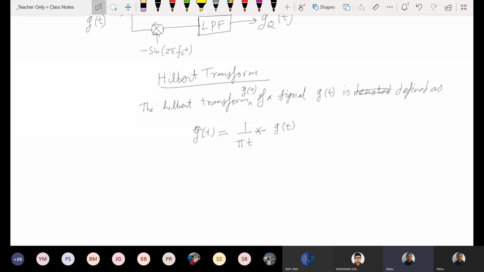Now we'll look at the physical significance of this thing. Now, if this is G hat(t), what is G hat(f)?